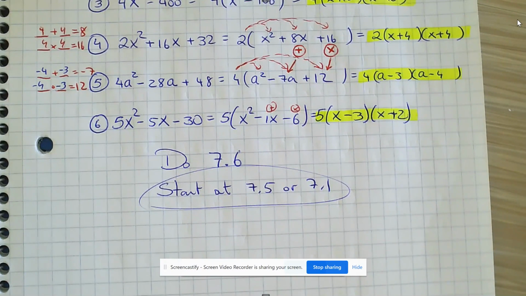Which one do you want to do? 7.6? Okay. Most excellent. So you'll probably want to do it on paper because these are two-steppers. You can't do a two-step question in your head. Nobody is that brilliant.